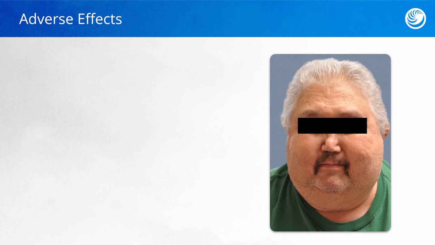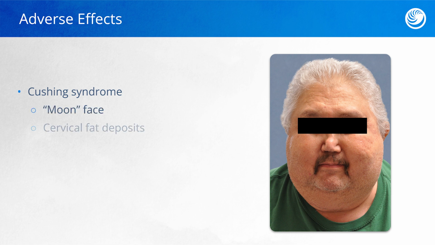One particularly noticeable adverse effect is Cushing syndrome, which is characterized by some distinctive features. This tends to happen with long-term glucocorticoid therapy. Now, the image on the right shows what a client with Cushing syndrome may look like. A wide, round, or moon-shaped face can develop. Cervical fat deposits can also form along with truncal obesity. Fluid retention is happening everywhere.